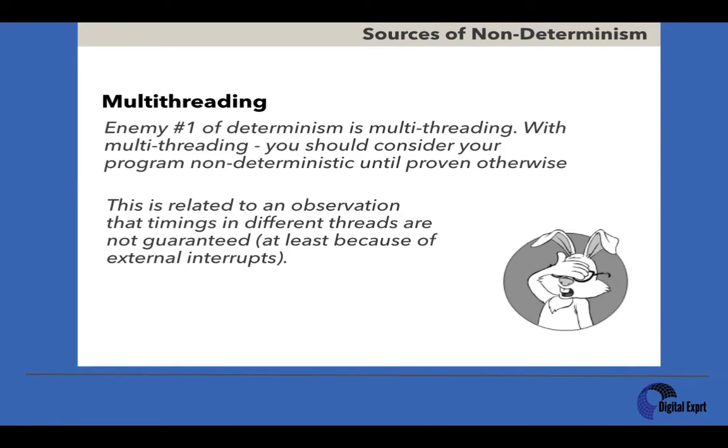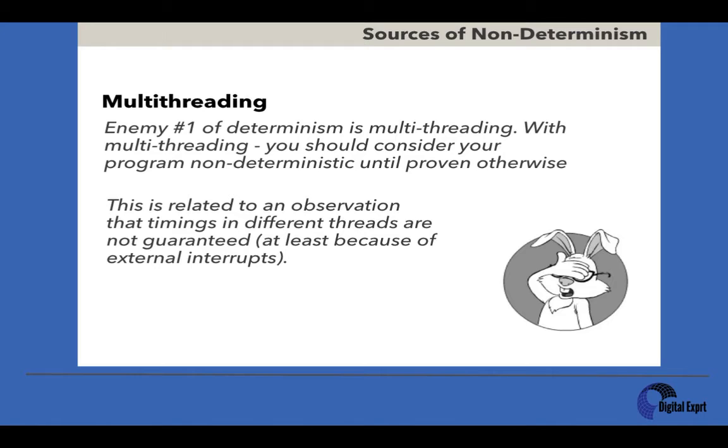So when Professor Rabbit looks into sources of non-determinism, the main culprit is multi-threading. Enemy number one of determinism is multi-threading. With multi-threading, you should consider your program non-deterministic until proven otherwise, and it's very difficult to prove it otherwise. This is related to the observation that timings in different threads are not guaranteed, at least because of external interrupts.